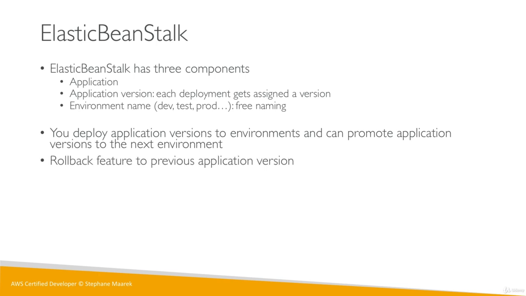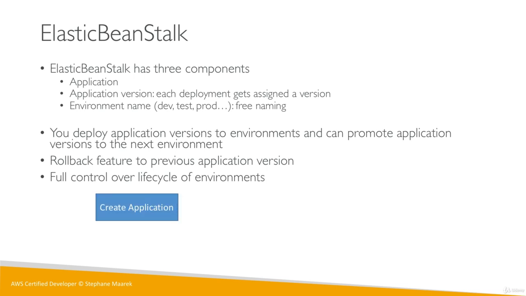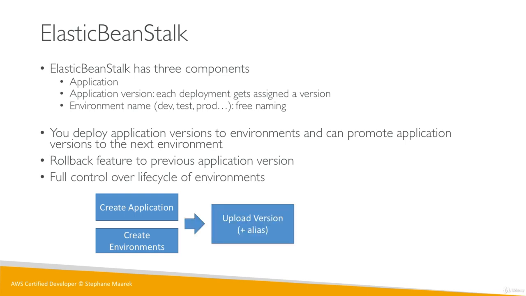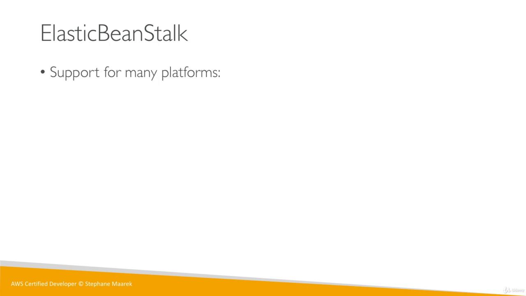There's a rollback feature as well, so you can roll back to your previous application version, which is quite handy. And we get full control over the lifecycle of environments. So the idea is that you create an application and you create an environment or multiple environments, and then you're going to upload a version and you're going to give it an alias, so just a name that you want. And then this alias, you will release it to environments. Fairly easy, right?